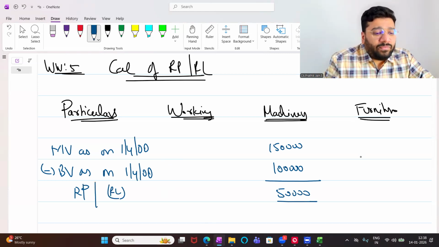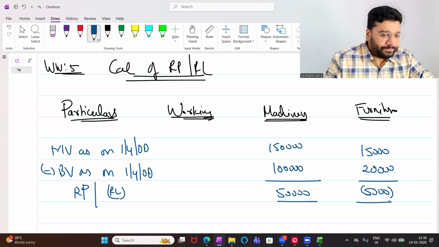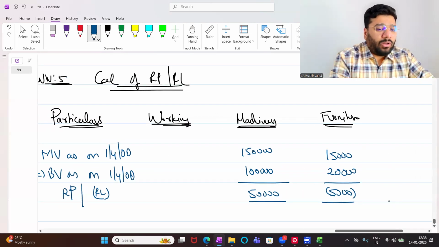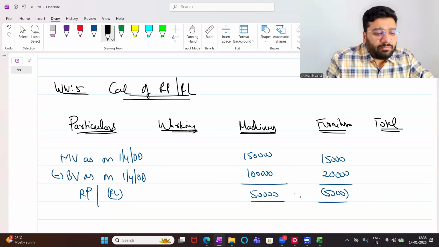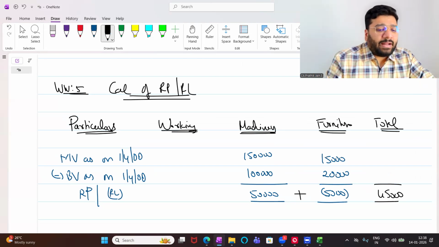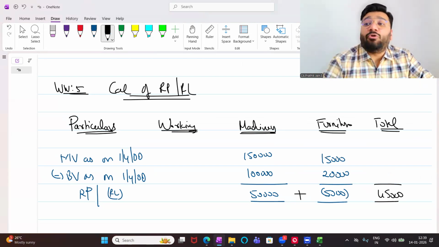What is the market value of furniture? 15,000. And what is the book value? 20,000. So it is negative 5,000. You can put one more column if you want, a total column. So 50,000 plus minus 5,000 is how much? 45,000 in brackets. So this 45,000 net I will add in the AOP.